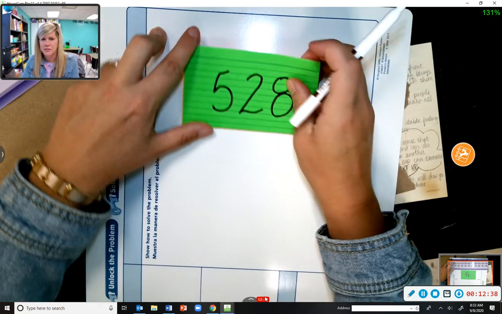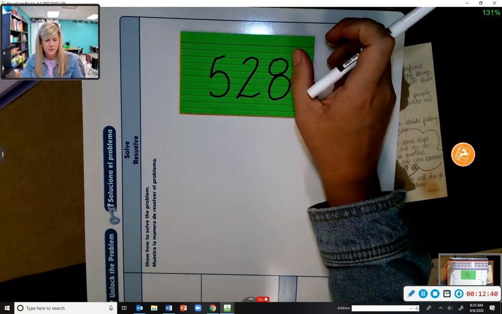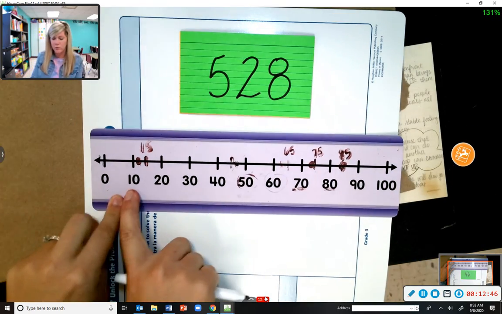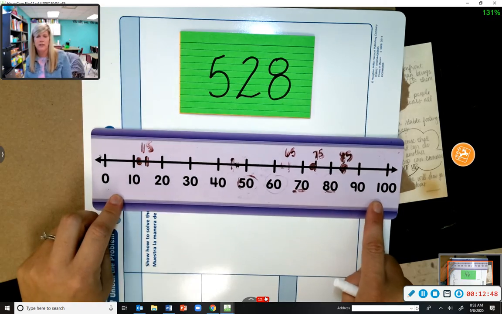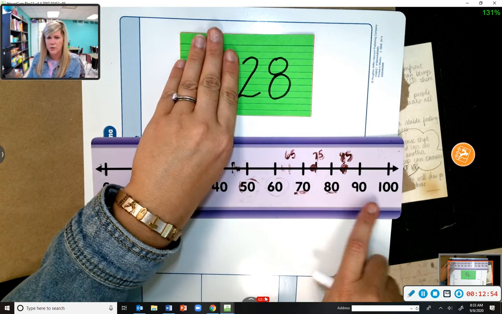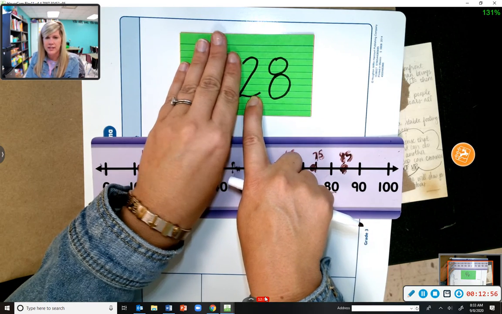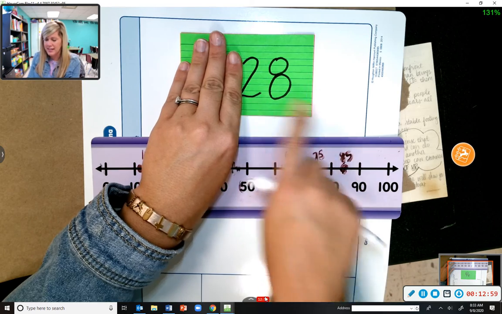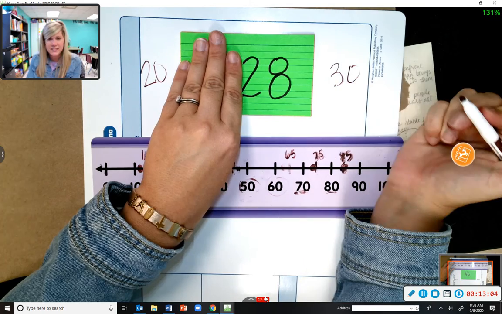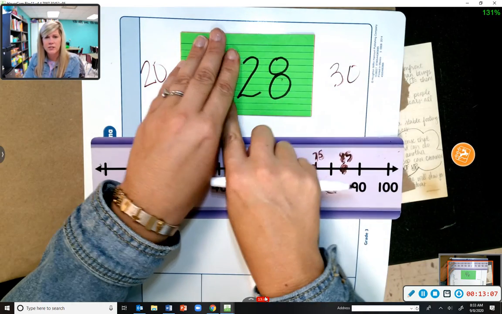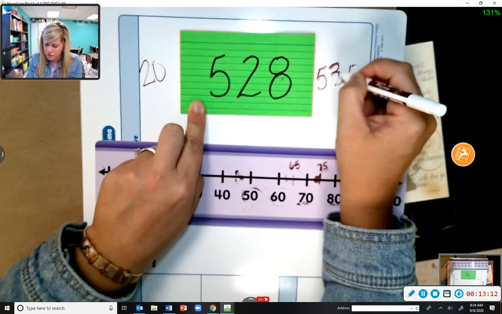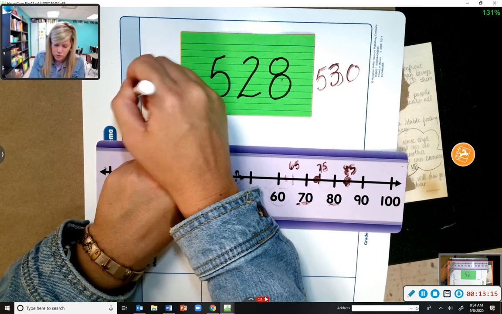Okay, the next number is 528. And we're going to round to the nearest 10. So we're still looking at what tens it falls between. And we're looking at 28. So this 2 gives me a clue that it must come between the 20s and the 30s. Now the only step that's different is we have to make sure we include this hundreds digit. So it's going to be between 520 and 530.